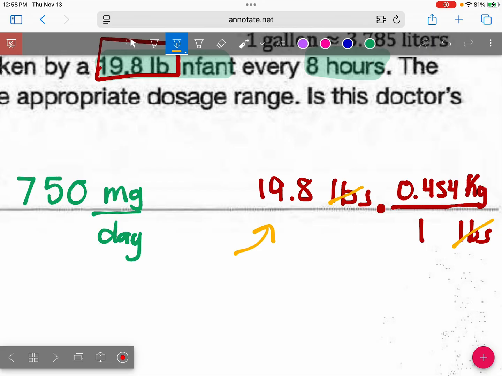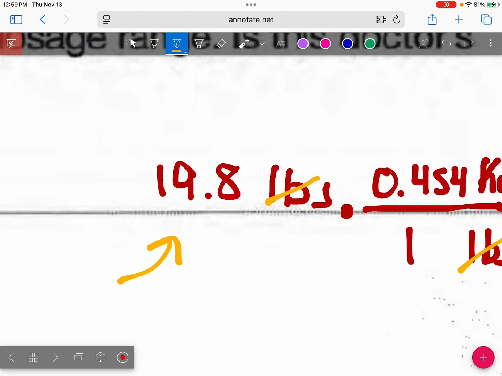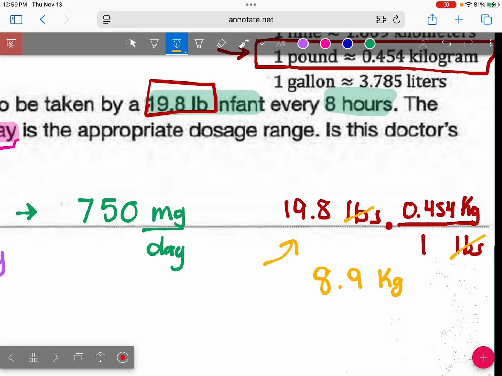19.8 times 0.45, divided by 1. Bro, I'm having like the worst day today. 8 point. Can we round this up to 9? It's 8.98. Let's go with 8.9. 8.9 kilograms. I'm having the worst day. Yeah! Woo! Touchdown.